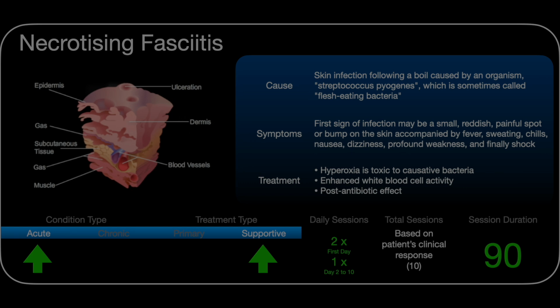The symptoms could be significant infection with small, reddish, painful spots or bumps underneath the surface of the skin, accompanied by severe fever, sweating, chills, nausea, dizziness, profound weakness, and finally shock. The use of hyperbaric oxygen therapy in the treatment of patients with necrotizing fasciitis relies on hyperoxia, enhanced white cell activity, and enhanced antibiotic activity because of the increased oxygen pressures.